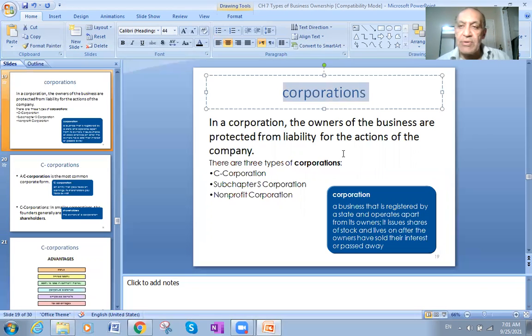Corporation usually refers to an entity which consists of, it's a kind of ownership. What do you mean by ownership? Let me tell you something.